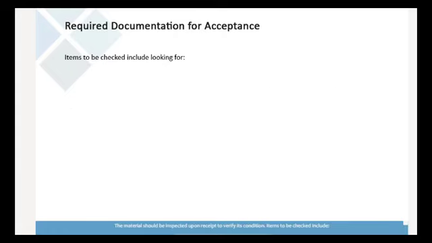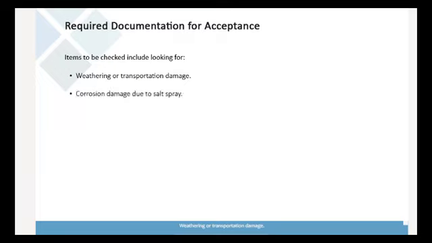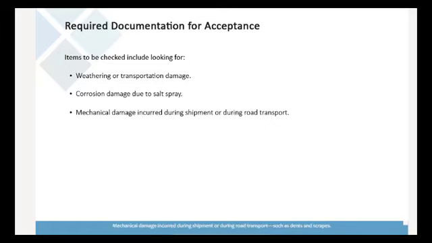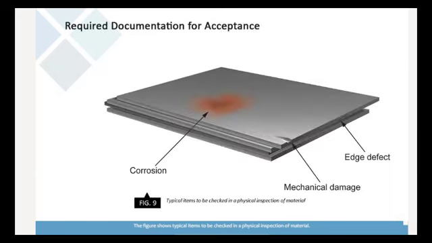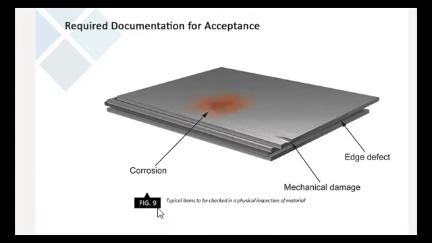The material should be inspected upon receipt to verify its condition. Items to be checked include weathering or transportation damage, corrosion damage due to salt spray if the shipment has come by sea, mechanical damage incurred during shipment or during road transport such as dents and scrapes, and surface or edge defects resulting from material manufacturing. The figure shows typical items to be checked in a physical inspection of material.